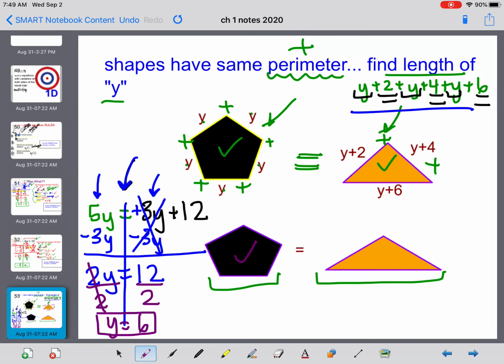So super easy, just a different way to write an equation, right? I'm telling you that pentagon and triangle are the same. And so now I can figure out the lengths of my pentagon here. They're each 6. And that would be like 6 feet or 6 inches or whichever.